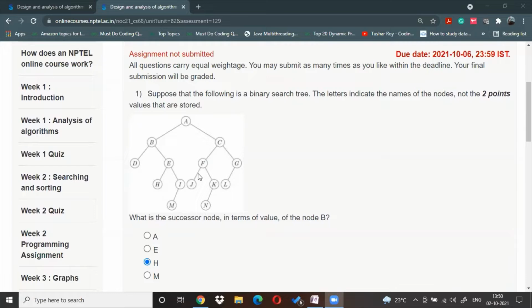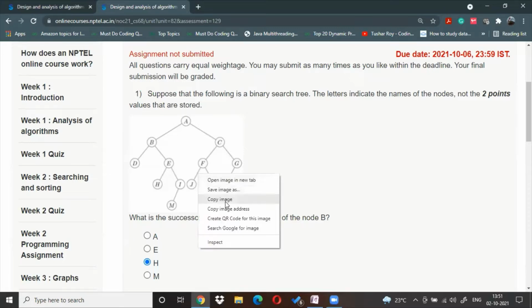The first problem says that we need to find the successor node for the node P. Now, whenever it says that you have to find a successor or a predecessor, most of the time it can be assumed that the problem statement by default says that you have to find the in-order successor and in-order predecessor. So let's look into this particular problem, how the answer is H.